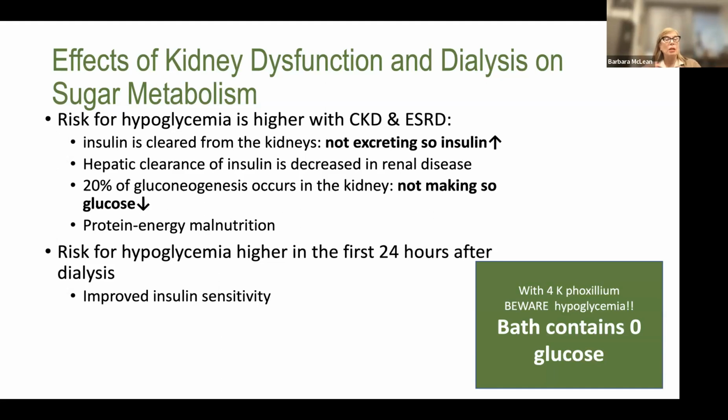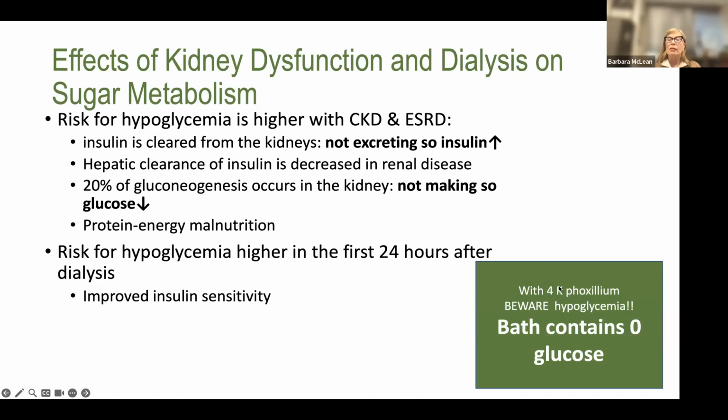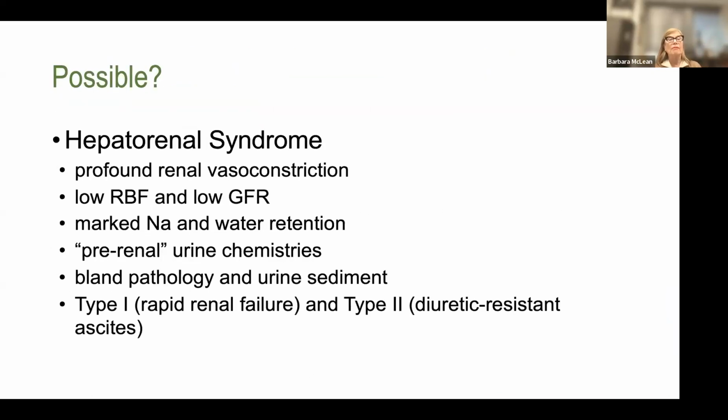If you're doing CRT, if you're doing it here at Grady, we use a 4K bath. That's the major bath that we use. And in the 4K bath, it has phosphorus, and that replaced the glucose. So the bath contains 0 glucose. So you put somebody who's got a glucose of 77 on a 0K dialysis bath, they're going to become hypoglycemic, and that hypoglycemia is going to kill them. So these are all things we have to think about.